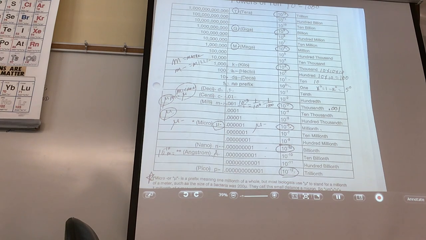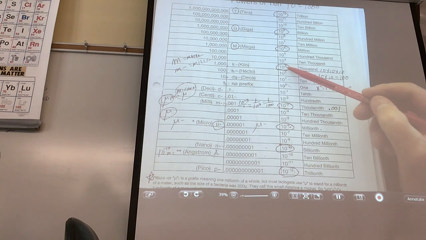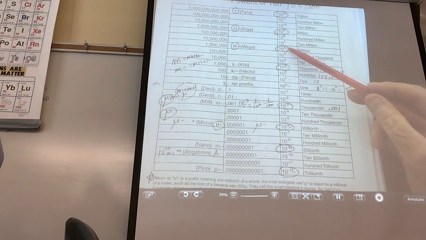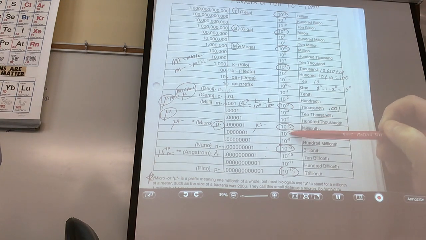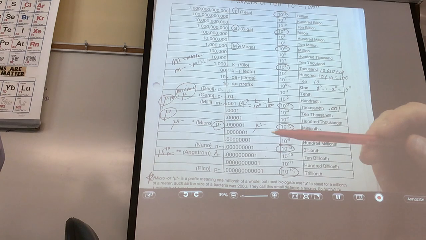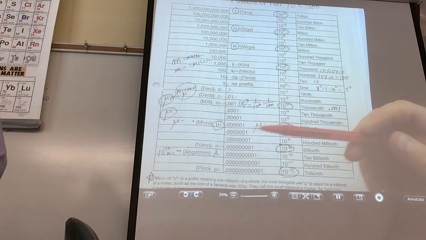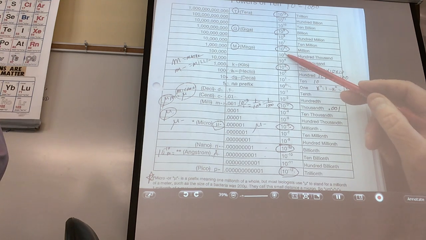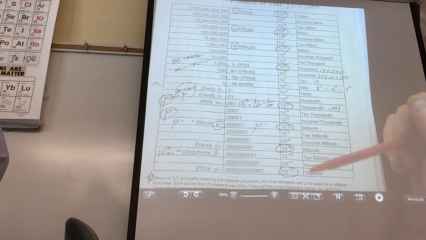All right, other patterns. 10 to the third is 1,000. What's 10 to the minus third? A thousandth. 10 to the 6th, a million. 10 to the minus 6 is a millionth. Okay. What would 100,000 be? Well, 1,000 is 10 to the third. So what's 100,000? 10 to the what? 5th. Everybody get that?